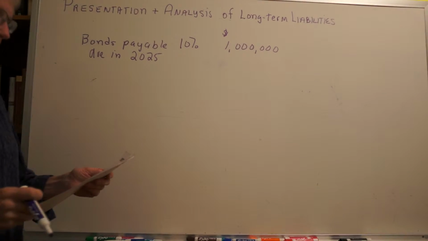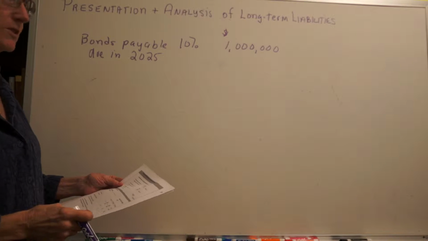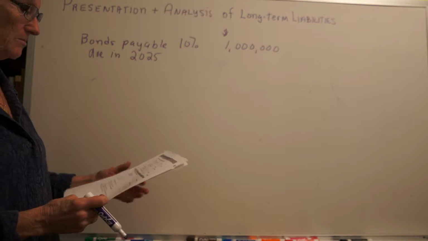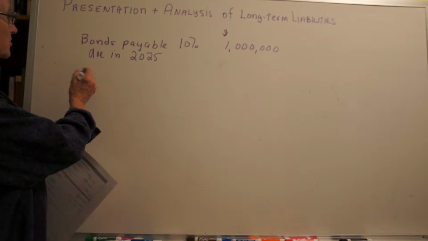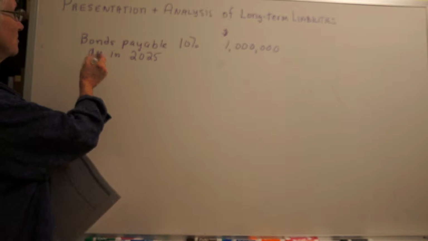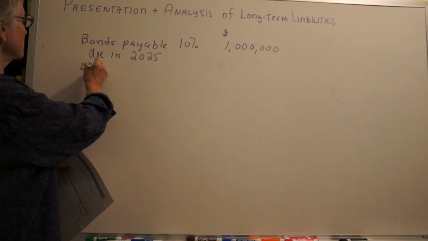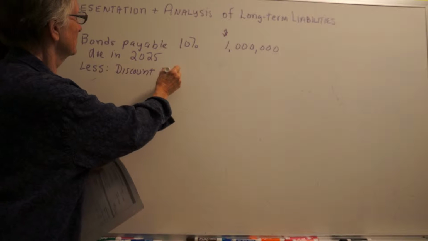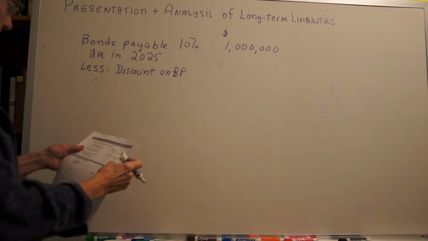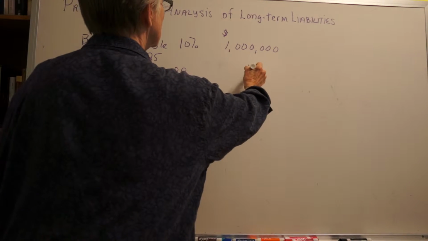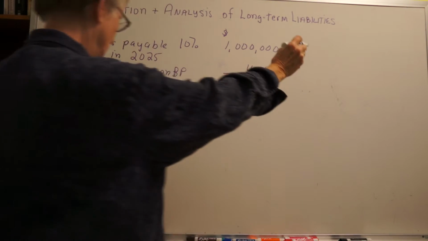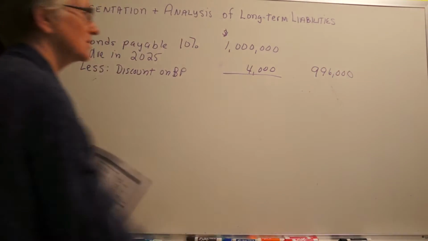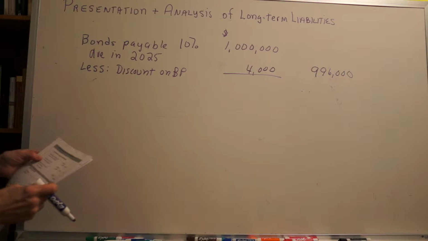But if your bonds were issued at a premium or a discount, and they have unamortized premium or discount, in other words, there's still some that's on the books, your bonds payable are going to be reported as bonds payable. You'd tell all this about it, but less any discount on bonds payable. Say your discount on bonds payable is $4,000, that would be subtracted, and the bonds would be reported at $996,000, which would be their carrying value or book value.